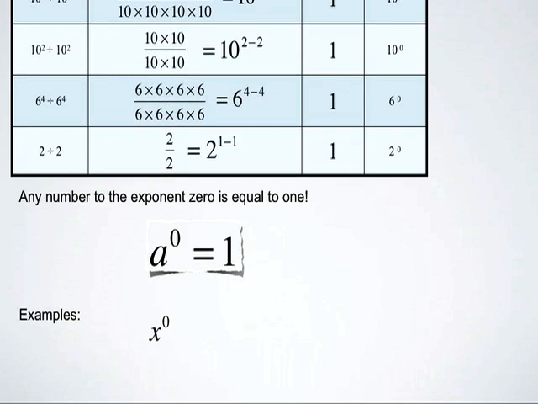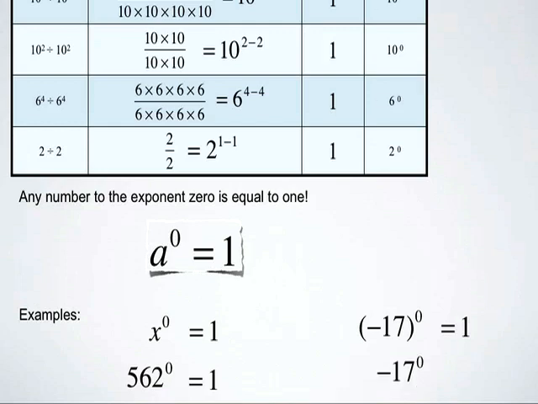Some examples: x to the 0 equals 1. 562 to the 0 equals 1. Negative 17 in brackets to the exponent 0 still equals 1. But if we have negative 17 to the exponent 0 and the negative is outside of our bracket, it's not part of the base. So this means negative times whatever 17 to the 0 is, which means negative times 1. So negative 1.